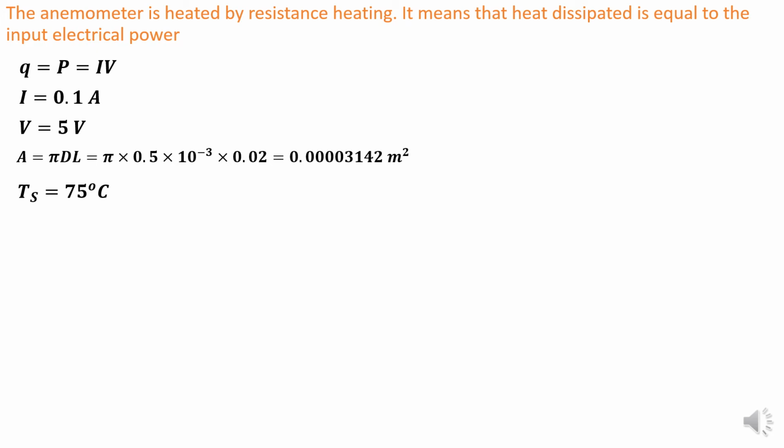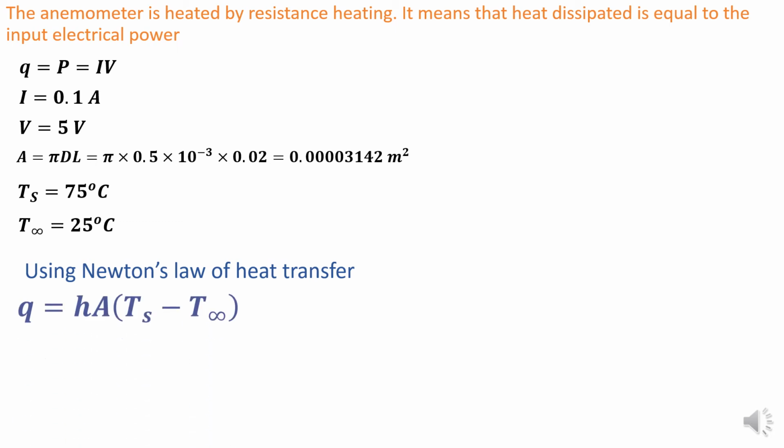The surface of the anemometer is maintained at a temperature of 75 degrees centigrade, and the air flowing over the surface of the anemometer is at 25 degrees centigrade. The heat transfer will be given by Newton's law of cooling, and we have learned that Newton's law of cooling is simply Q equals hA(Ts minus T infinity), where Q is the overall heat transfer, h is the convection coefficient, A is the area perpendicular to the heat transfer, Ts is the surface temperature, and T infinity is the fluid temperature.